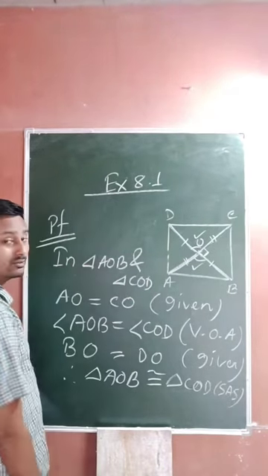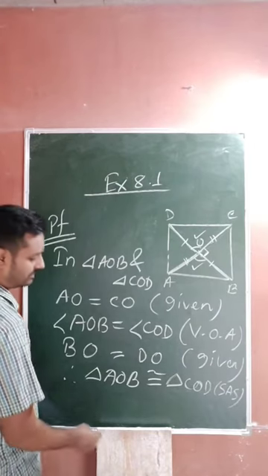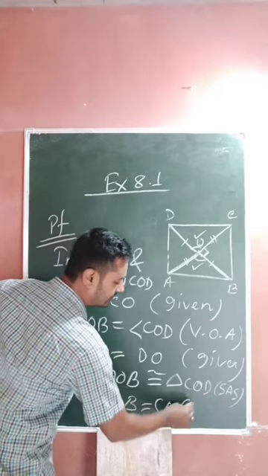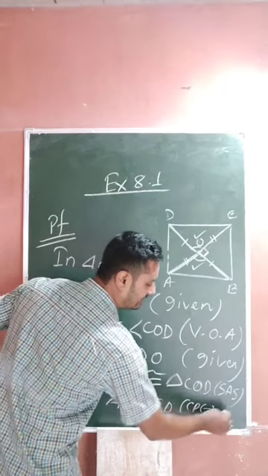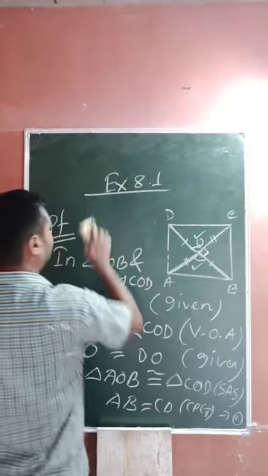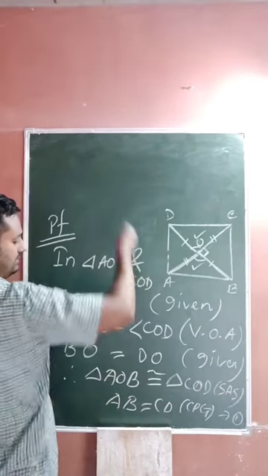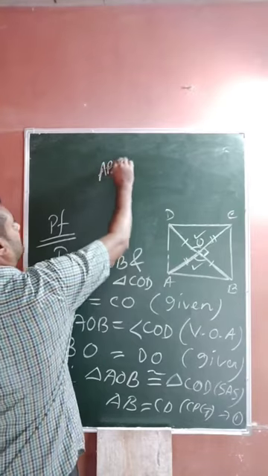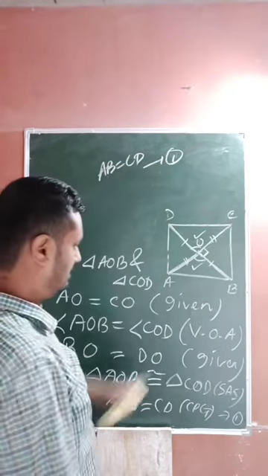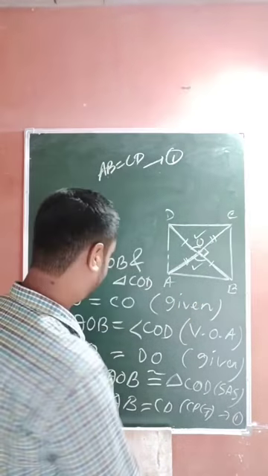And if two triangles are congruent to each other, their corresponding parts must be equal. That means AB is equal to CD, which is CPCT. We write above here, AB is equal to CD, which is number 1. That means these two sides are equal.